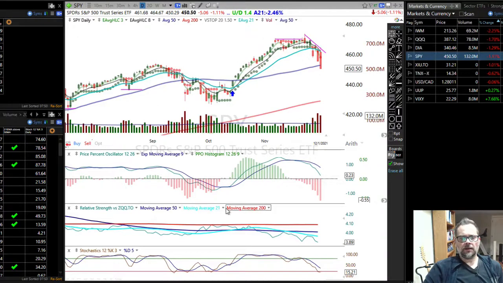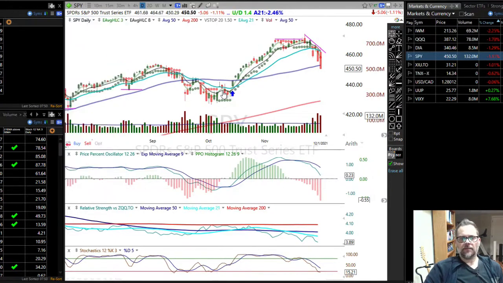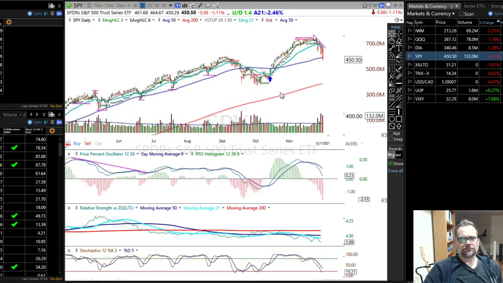But what I noticed is a couple of things. When the stochastics are down at the bottom, 15, 20, there's a reversal potential. And also what I noticed was when the price percent oscillator is down quite far from zero, like 1 or more, in that range, 0.8, 0.9, that usually you get a higher bounce back from that.